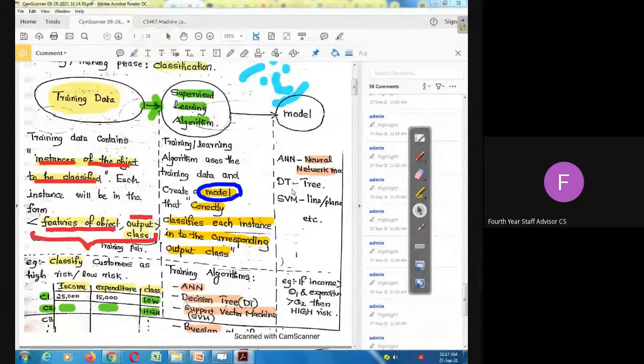So this is about the model. The concept is that if you are using different learning algorithms, the model will be different. If you are using a neural network based supervised learning algorithm, then the output model consists of a collection of neurons. If you are using a decision tree learning algorithm, it will be a tree-like structure. If you are using an SVM, it will be a line or plane. We will discuss SVM in detail in the next modules.